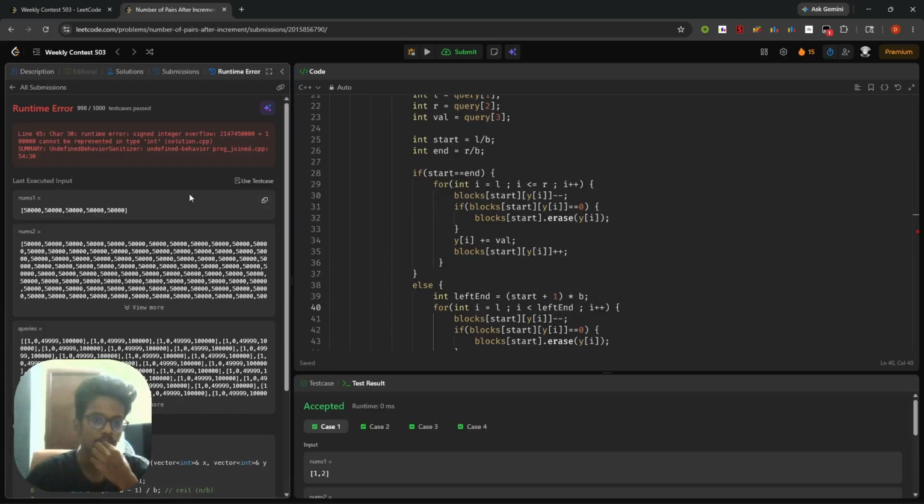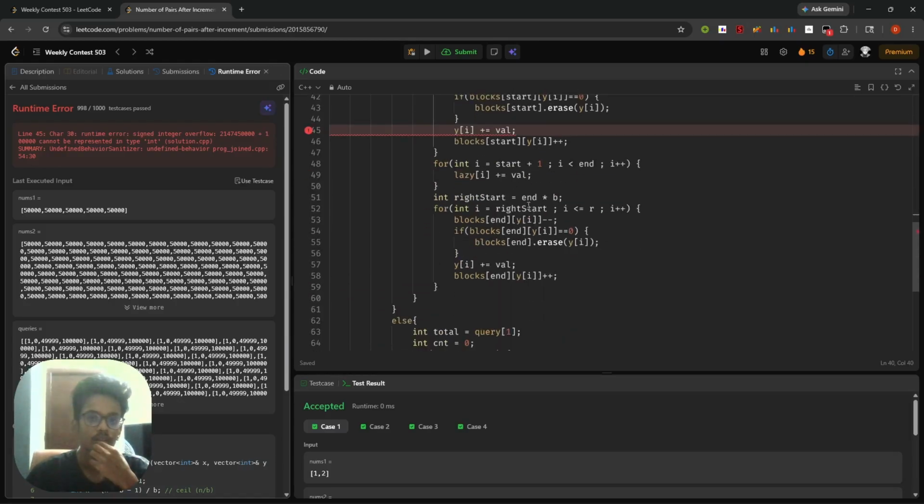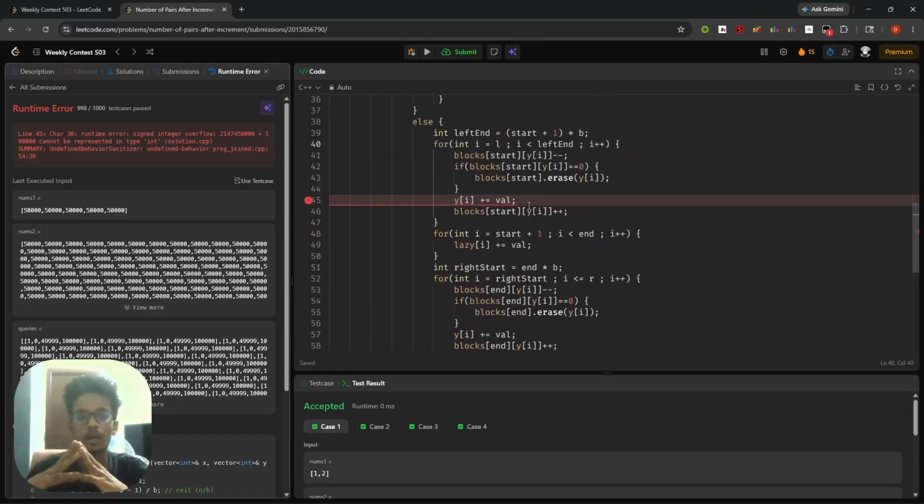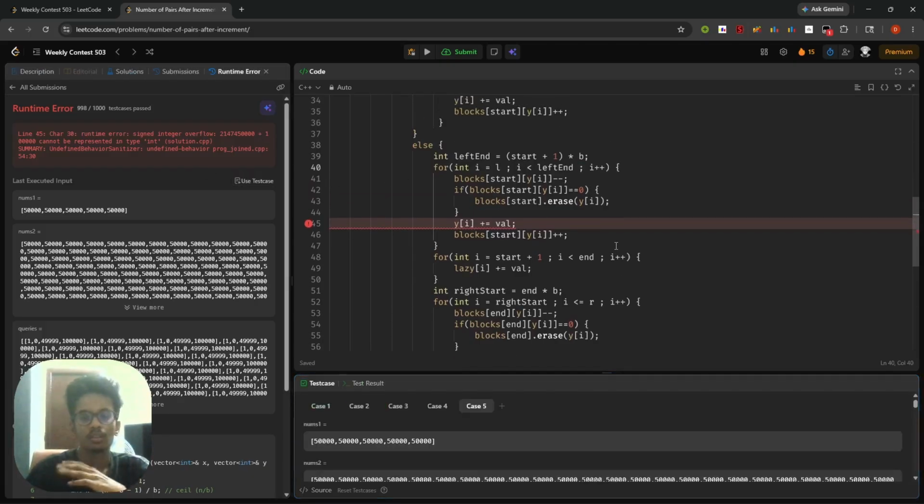Okay. Signed integer overflow. And it happened here. Y of i plus equal to val. There's a signed integer overflow here. Are we storing garbage value somewhere?